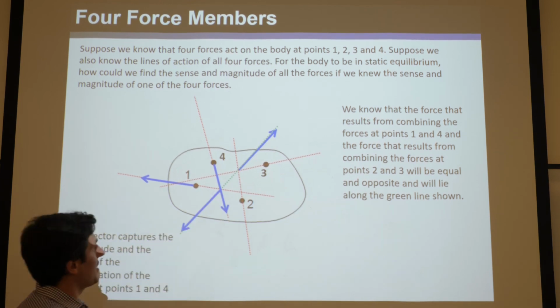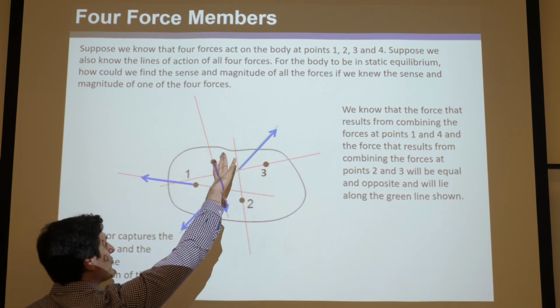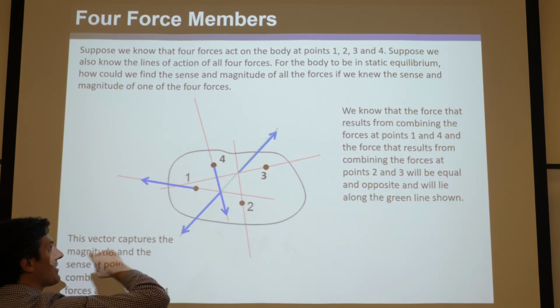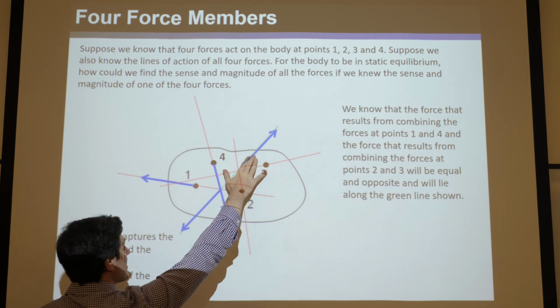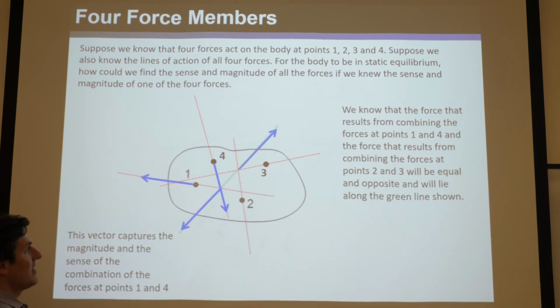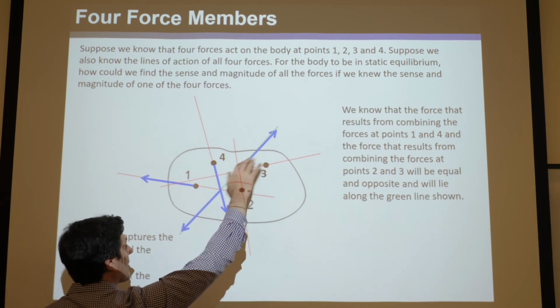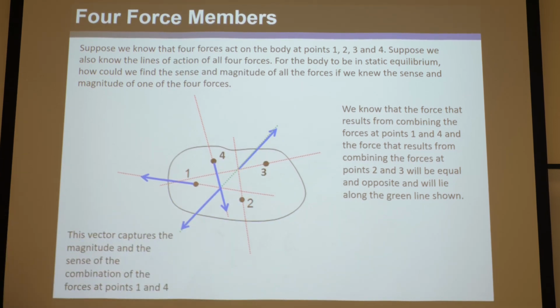That would be this one. Okay, so if you move 4 down to there and move 1 back there and add them together, it better equal that. And it better be equal and opposite to that. Because this is the force that would be 1 and 4 together, and this is the force that would be 2 and 3 together, and they're like 2-force members, they have to be equal and opposite.